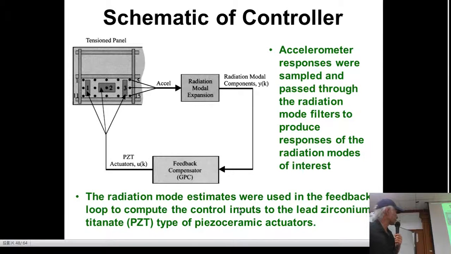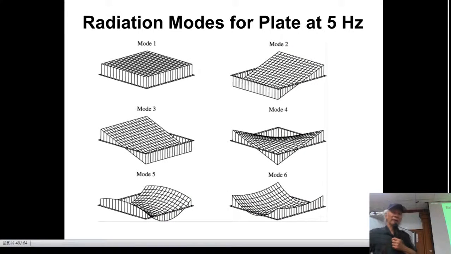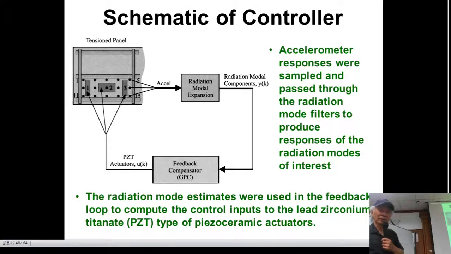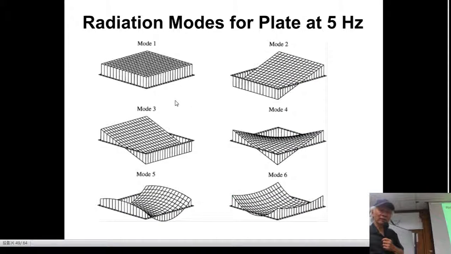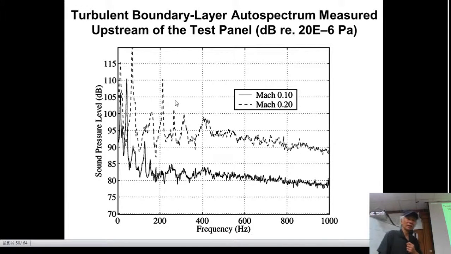Piezo 1, piezo 2, piezo 3, those are the piezoceramic actuators. So for the output we have 15 outputs, and we have 3 inputs. For this case, we have 15 outputs and 3 inputs. And those are the modes of this plate. This analysis, and this is the real data.